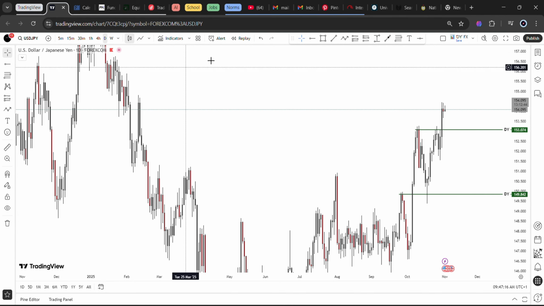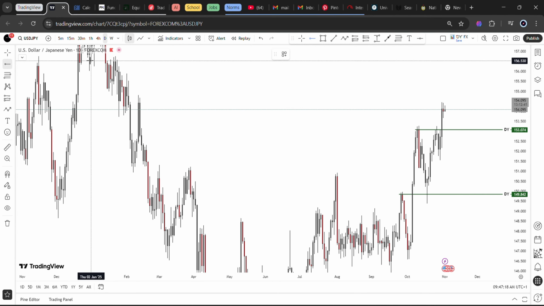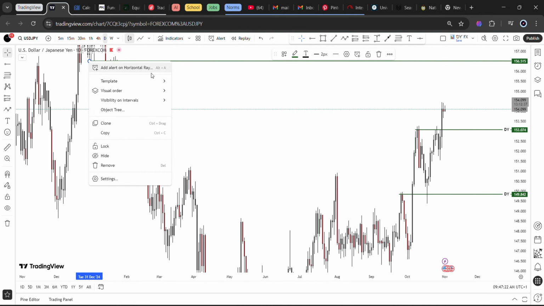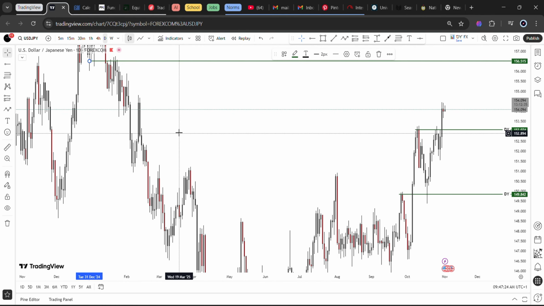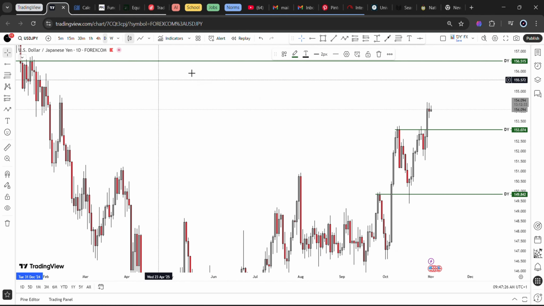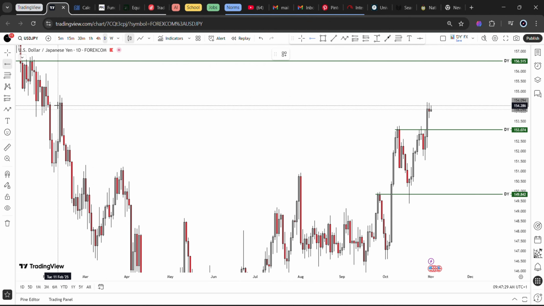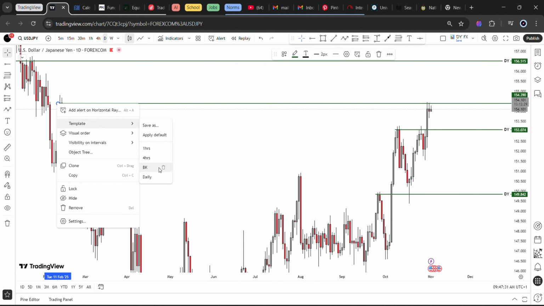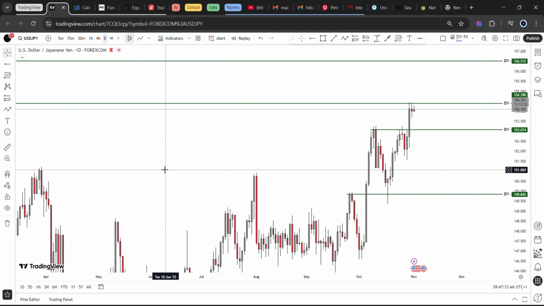So now these are potential resistance levels. We have one here that was a support before, now resistance. We are still on the daily time frame. So now we have another zone here, which we are looking at.